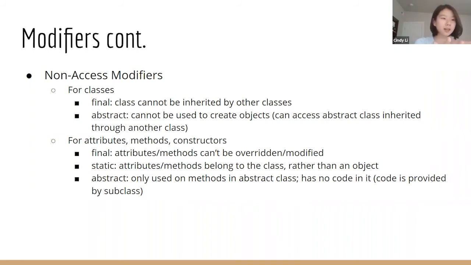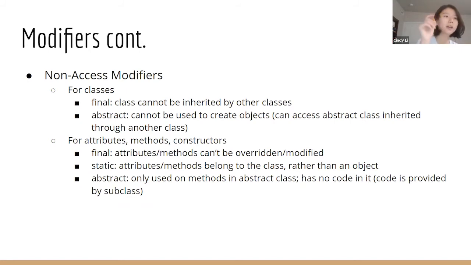Why we have abstract classes is a bit of a long story, but as of right now, we can just think of them as a broken blueprint. Because it's a broken blueprint, you can't use this blueprint to make objects. You can access abstract classes by inheriting.